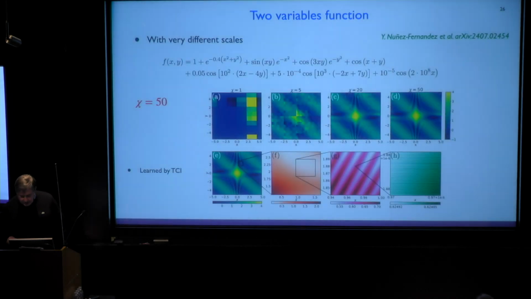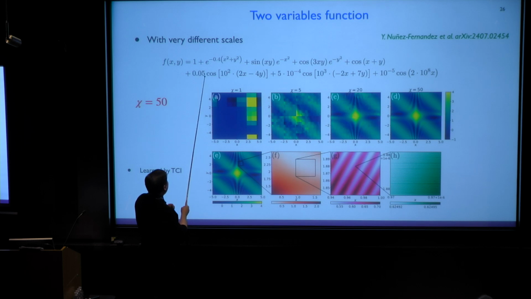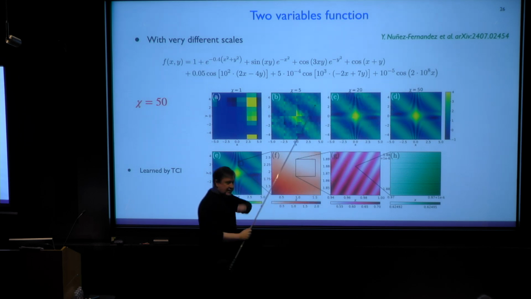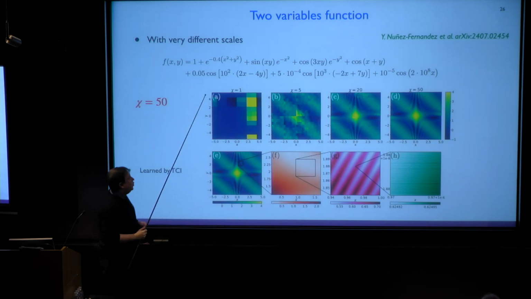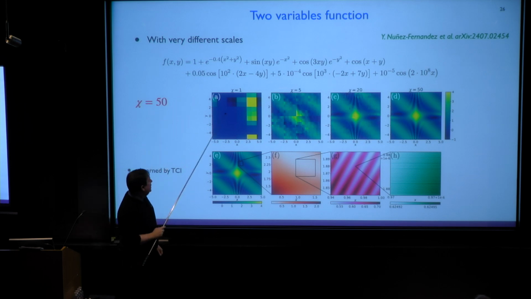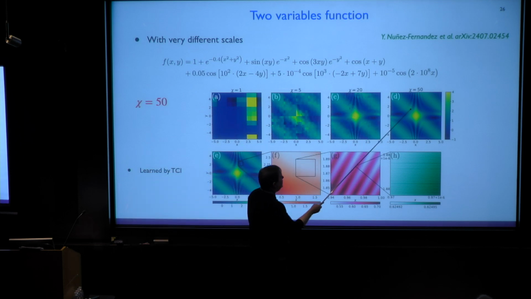This is not limited to one dimension. I can do it in 2 dimensions. Here is a function in 2 dimensions which is designed to have extremely different time scales. There are huge numbers here and huge numbers here. It oscillates extremely fast. I can represent it with rank 50. These are the representations of the function with rank 1, 5, 20, 30, 50. It converges with chi increasing to the function.